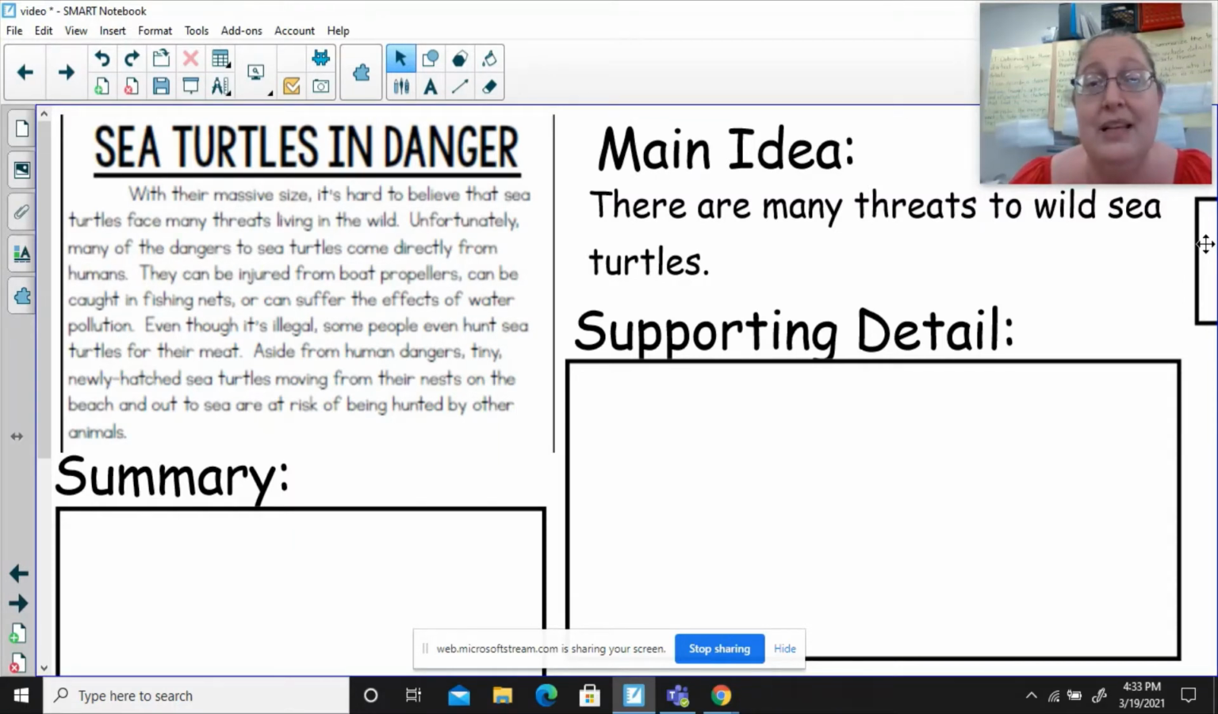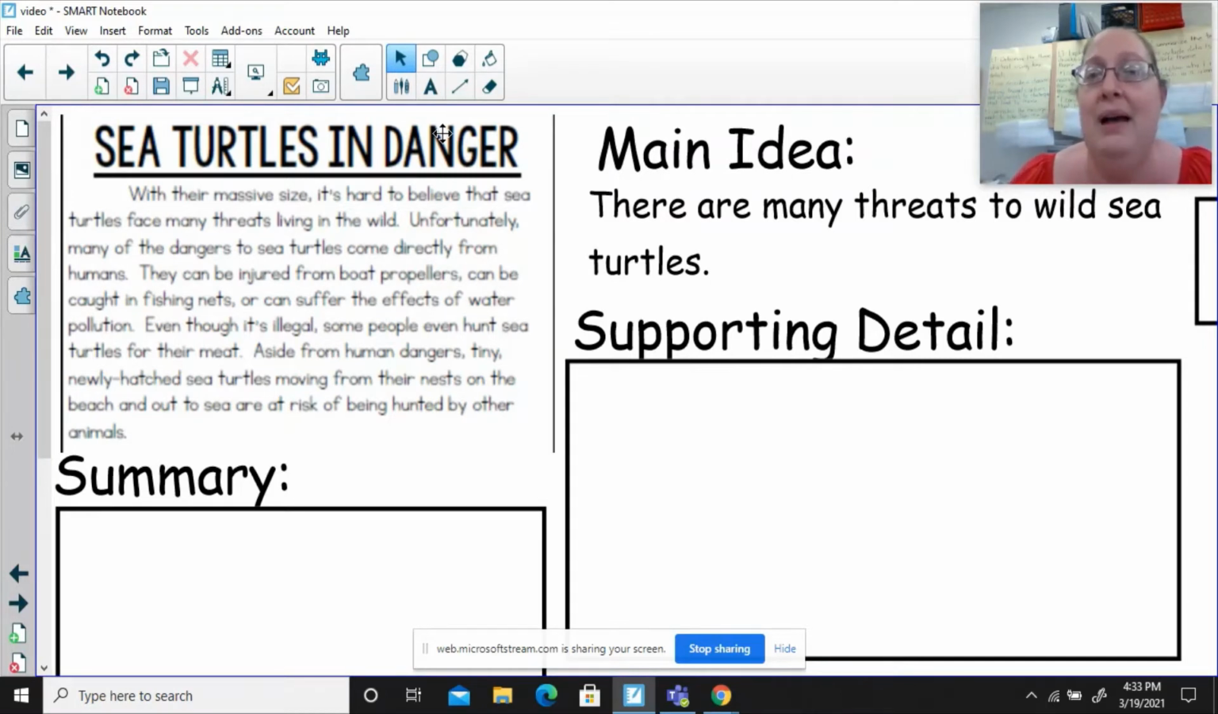Most of this passage is about the threats to the wild sea turtles. That's why it's the main idea. One of the key things that parents can do, and students, you can do this as well, is to focus on the title. The title here says, Sea Turtles in Danger. That's basically the main idea right there in the title.